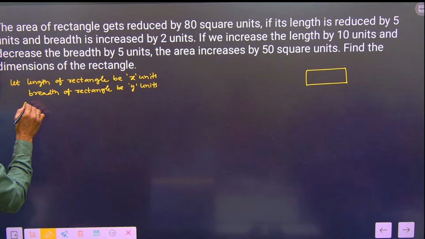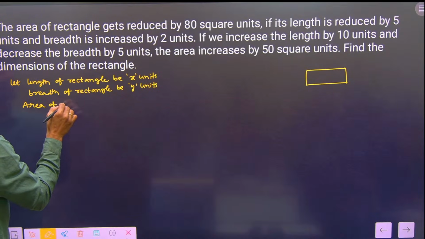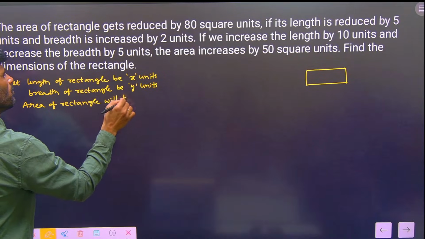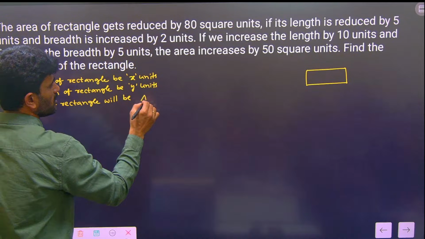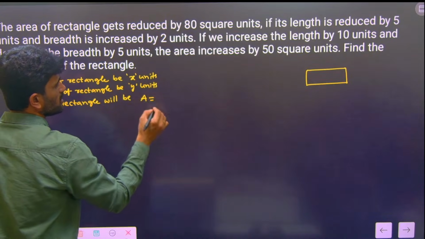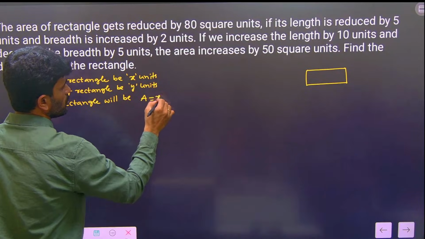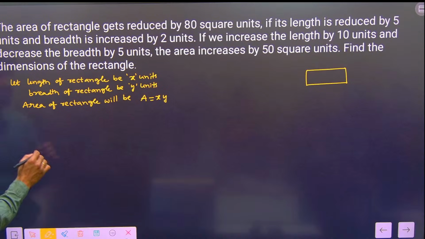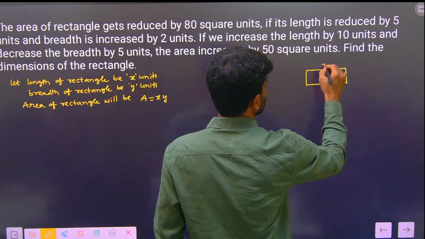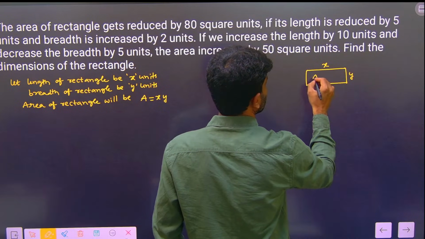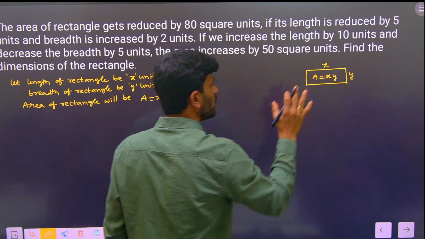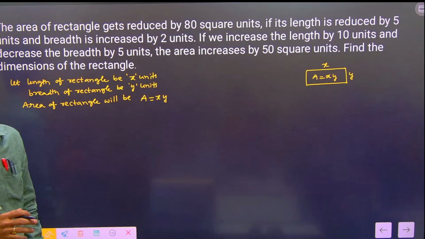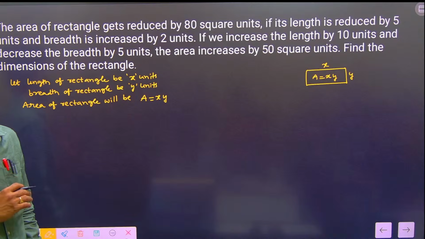And what will be the area of the rectangle? Generally, area we denote with A. So A is equal to length into breadth. Here it is x into y. In the first case, x and y, area is x into y. Diagrammatically, if you remember like this, it will be there in the mind. When a question comes, immediately we can remember what to be done. That is the first case.